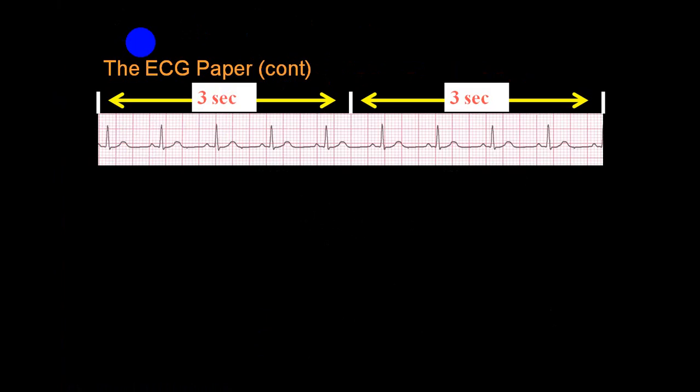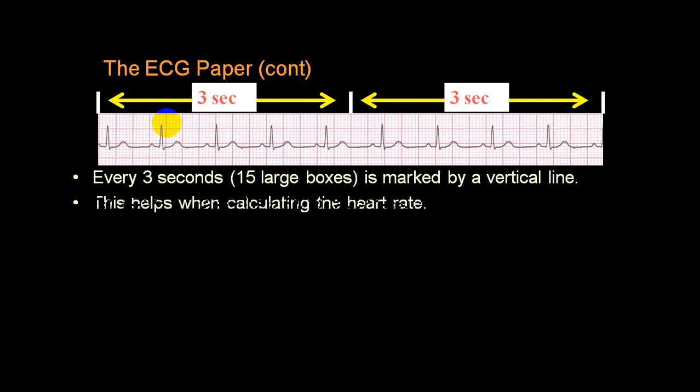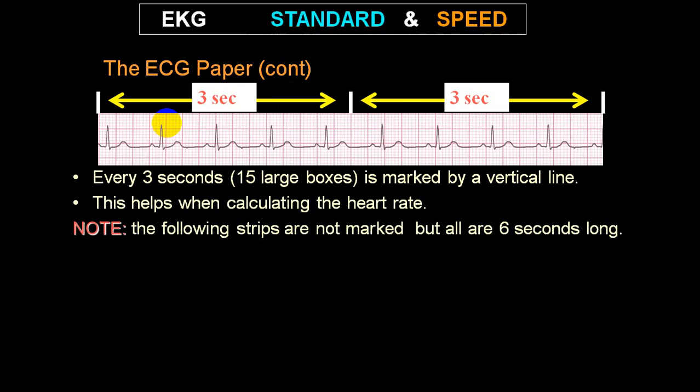The rhythm strip should be a minimum of 6 seconds, or it may be taken for a longer period also. So this is a 6-second paper, and you can see here every 3 seconds there are 15 large boxes, and then there is a mark, and this vertical mark tells you that this is a 3-second paper. This helps in calculating the heart rate. So usually you take a 6-second long strip if you want to calculate the heart rate, whether it is regular or irregular.